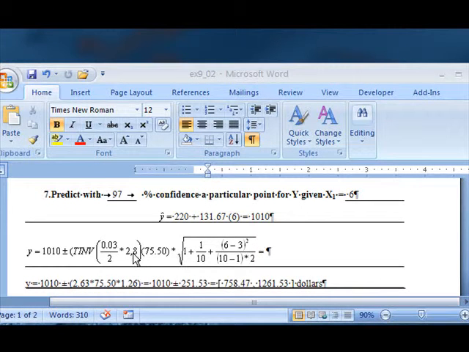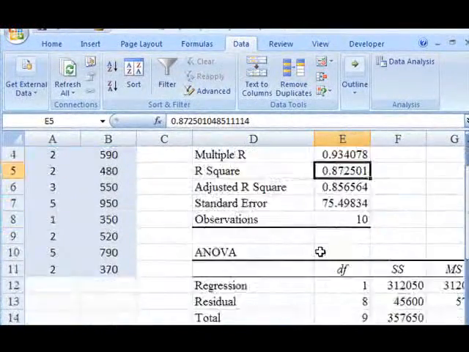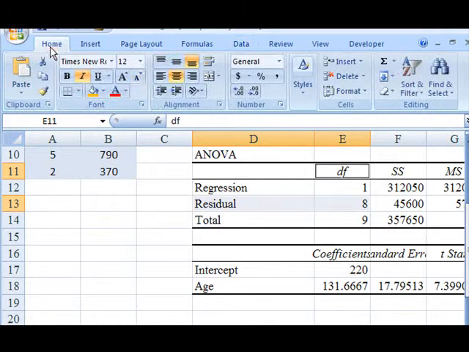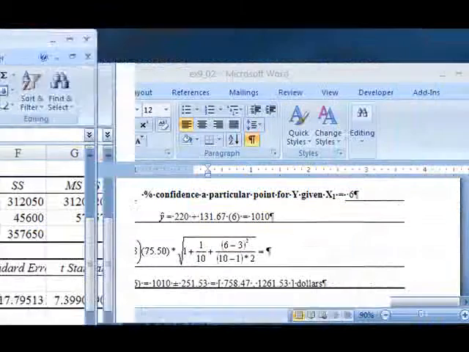And then the degrees of freedom for t, we get the number 8, we get it from the degrees of freedom of the residual in the ANOVA table. So that is what we need to get the first component after the plus minus for the confidence interval.